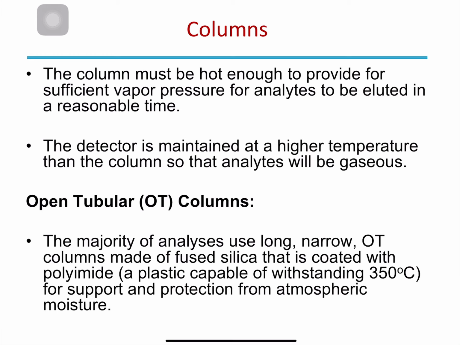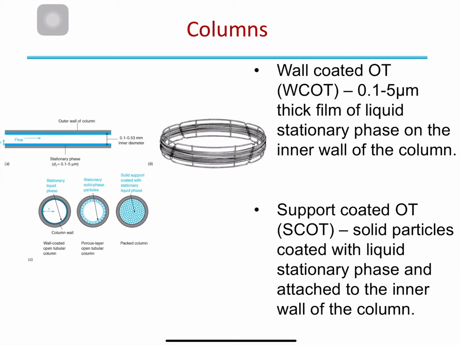There are two types of open tubular column. There is the wall-coated open tubular column, and wall-coated is simply when you have a viscous liquid that is non-volatile, and this liquid is attached directly to the walls of the column, and it's an open column, so it's not packed. So you have your liquid, which is your stationary phase, attached directly to the walls of the column.